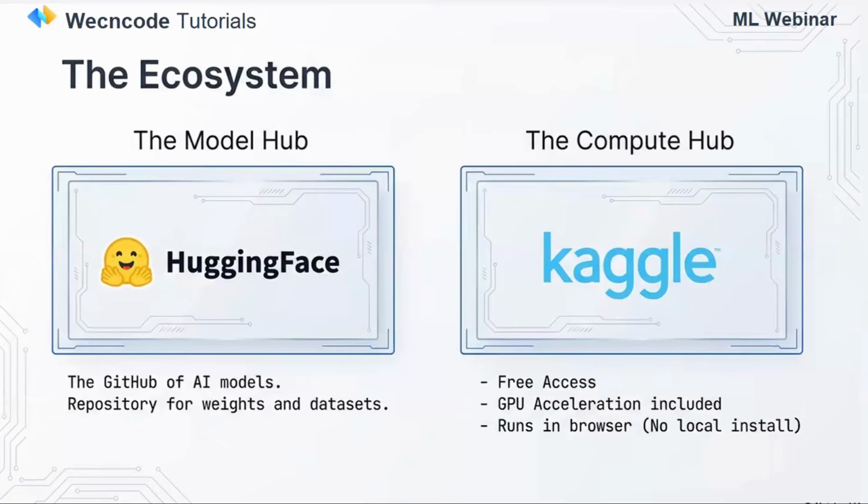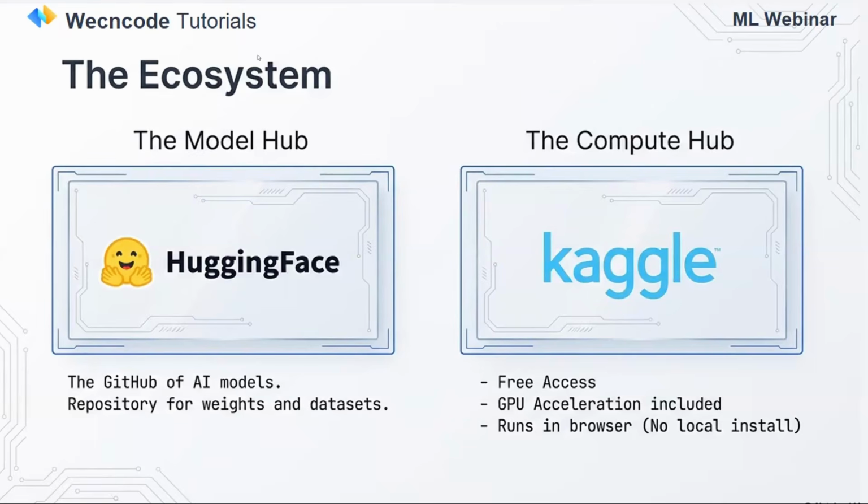So we can see the ecosystem. Hugging Face, as an LLM engineer or anyone who has interest in AI, especially generative AI, should be one of your go-to resources when you have to understand models and go through the latest models. It's basically like a GitHub of AI models, a repository for weights, datasets, and so many interesting and fun things. You can play around with the latest video models, image models, and multimodal models. And also we have the compute hub, which will be Kaggle because it is free.